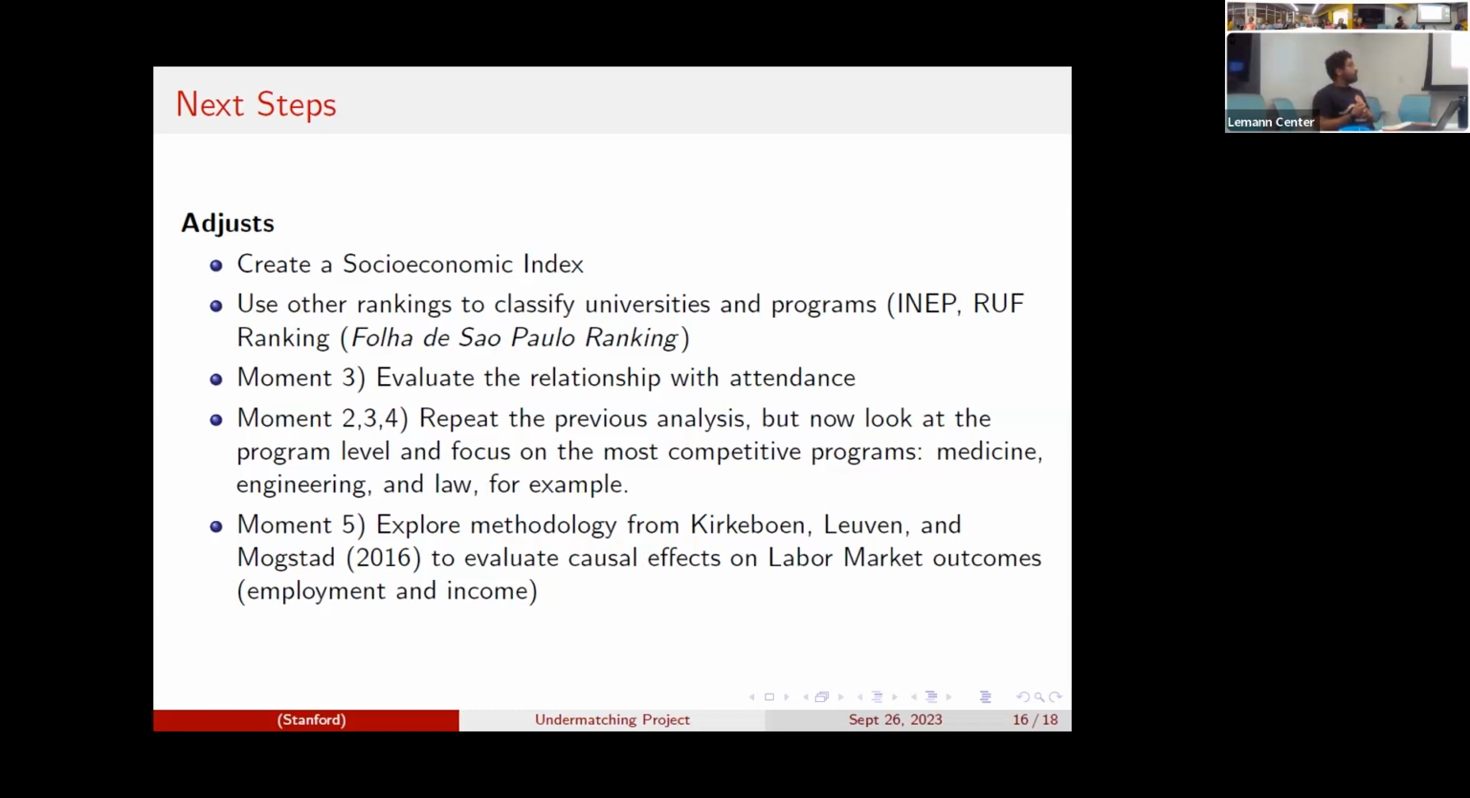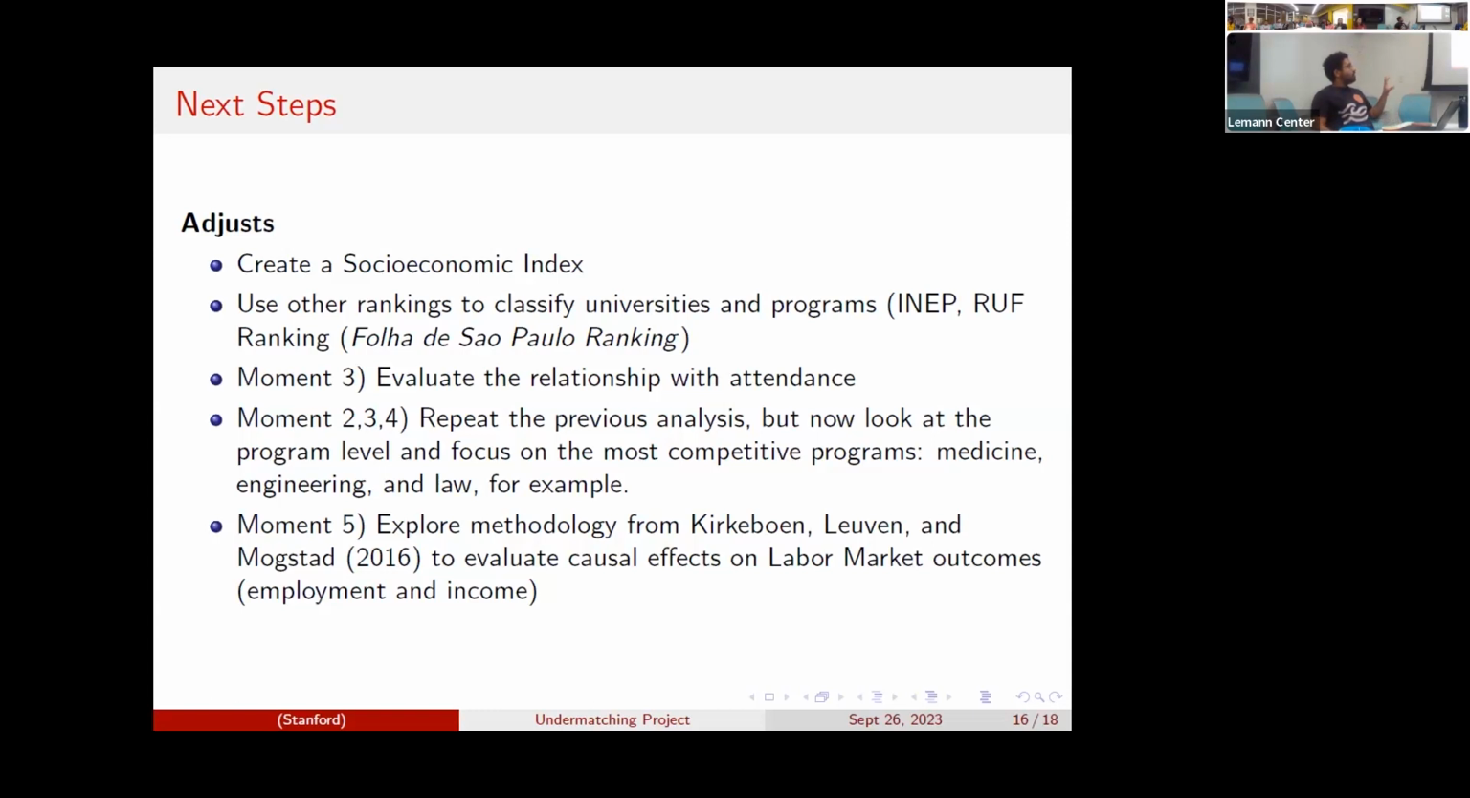Thinking about moment 3, which is basically attendance, we evaluate the relationship between being a high achieving, low income student and attendance or not. What we know, and the literature shows, is that it's usually also related to enrollment, so we don't see any more effects. Again, the problem is mainly at the application moment. For moments 2, 3, and 4, we redo the analysis, but now at the program level, and also focus on some of the most competitive programs like medicine, engineering, and law, for example.